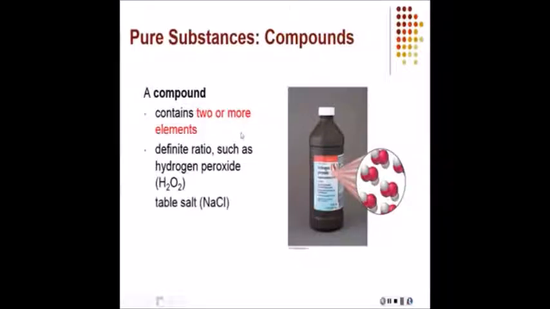For table salt, the ratio is 1 sodium to 1 chlorine. And in sugar, we have a ratio of 12 carbon atoms to 22 hydrogen atoms to 11 oxygen atoms. And for water, we have just a 2 to 1 ratio. This is nice to compare hydrogen peroxide to water. You see they're the same kind of elements, but because the ratio is different, all the properties are completely different.